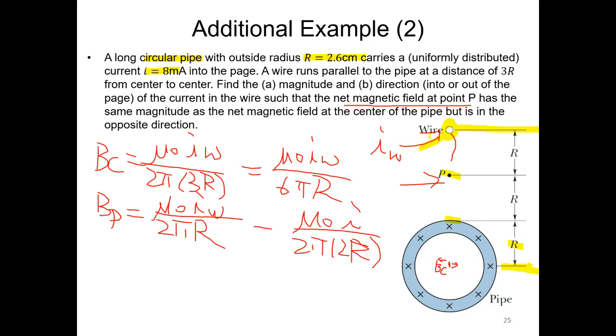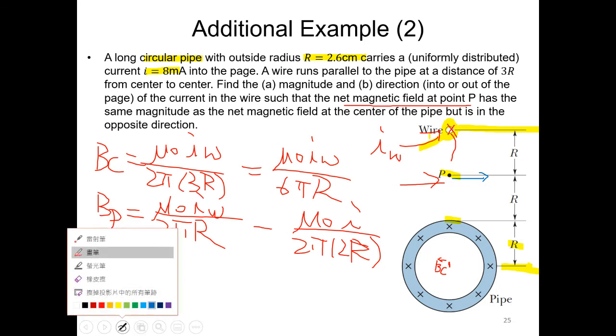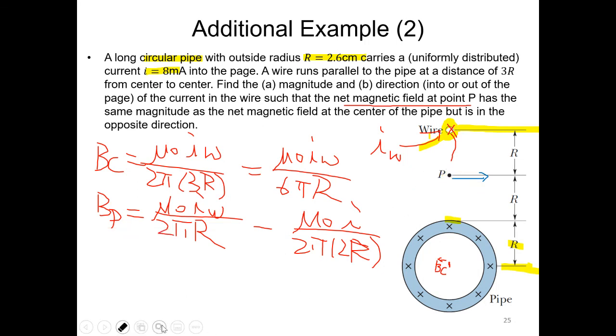So we also want to make this wire go into the page. So BC will generate a B field onto the left side. And according to this structure, it will generate a B field to the right side. And for the wire, if it is into the page, it will generate a B field onto the left side. So some of it can be canceled. So this is due to the wire at point P, and this is BP due to this structure. So part of it got canceled.